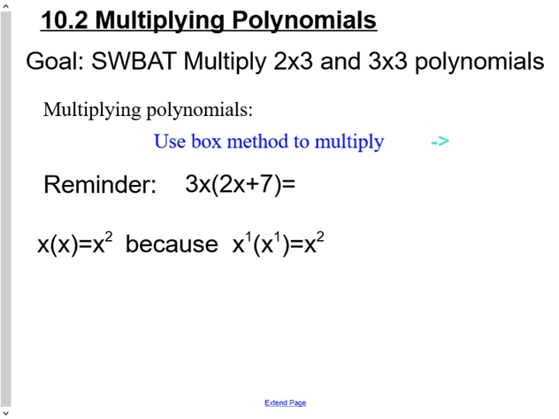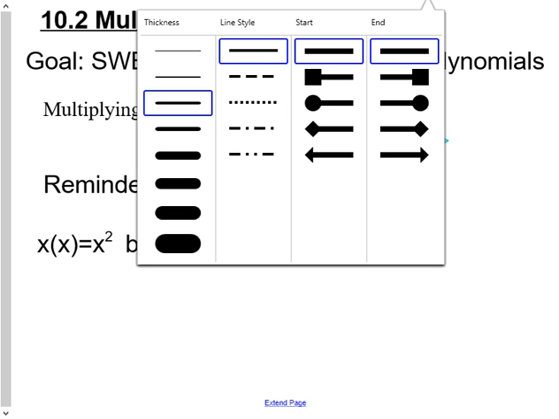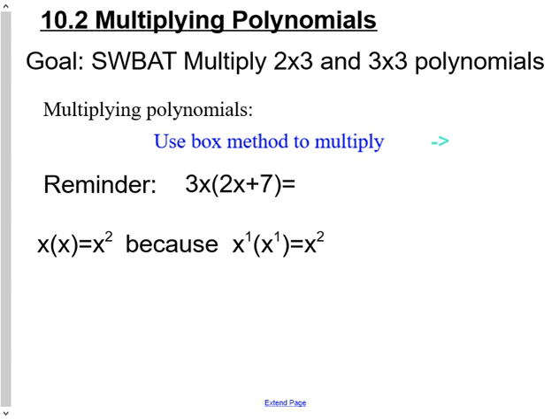The key that I'm going to suggest we do today is using the box method. I will also show you FOIL. They both will receive the same answer. However, I've noticed that most people are a little more accurate with the box method, so that is why I lean on that method.